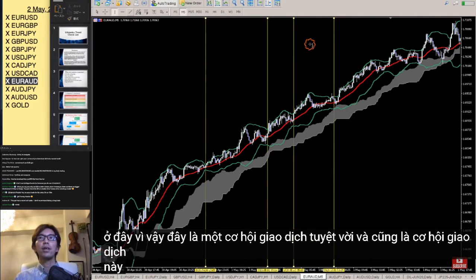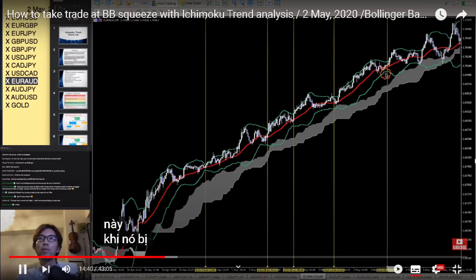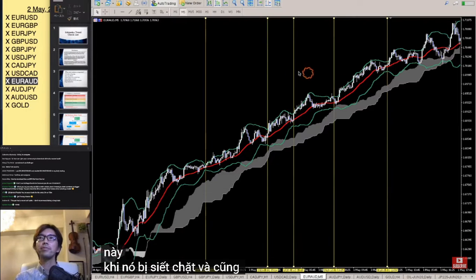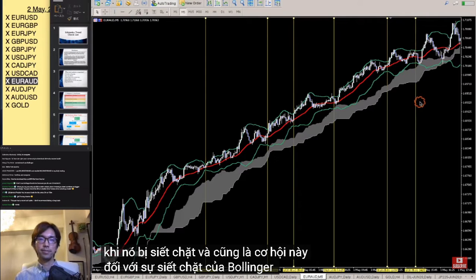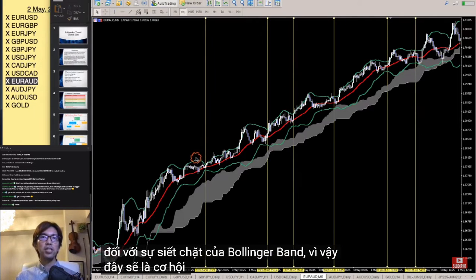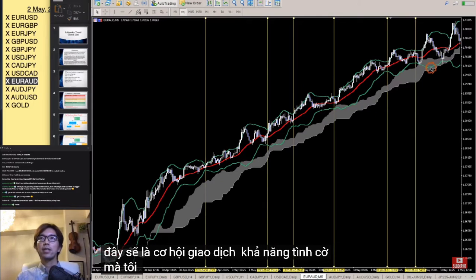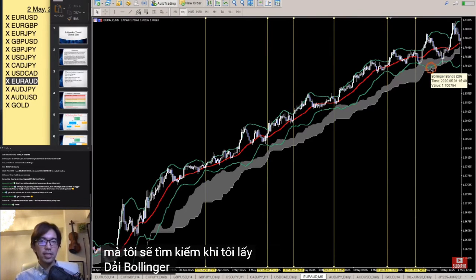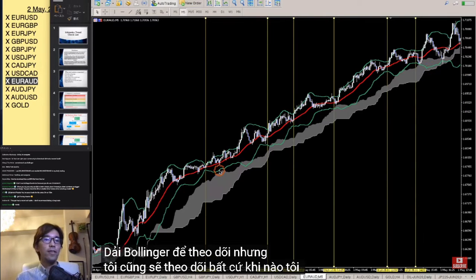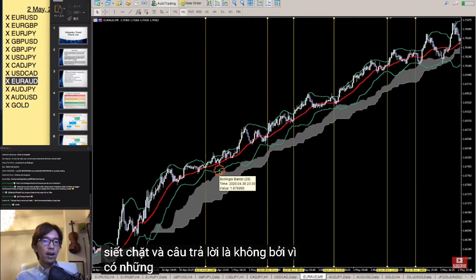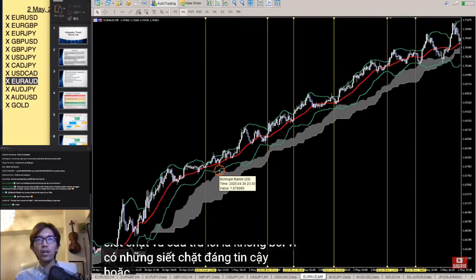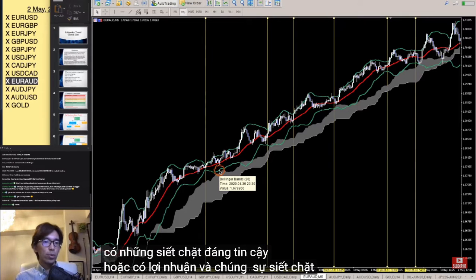And also on this one, a Bollinger Band squeeze, and also this one too. So these are the potential buy chances that I will be looking for when I use Bollinger Bands to take trades. But do I take a buy whenever I see a Bollinger Band squeeze? The answer is no, because there are squeezes that are reliable and profitable, and there are squeezes that are not profitable.